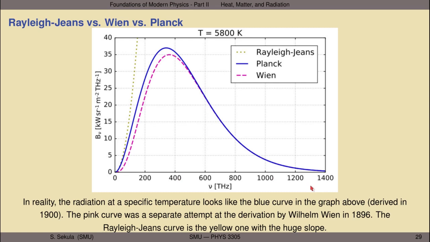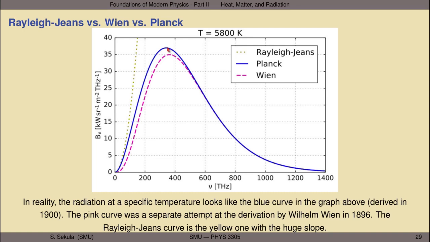High frequency corresponds with short wavelength. Ultraviolet radiation would have a shorter wavelength. X-rays would have a very short wavelength, and so forth. On the other hand, long wavelengths are down here at low frequencies. So infrared and red, they tend to have very small frequencies and correspondingly very large wavelengths.